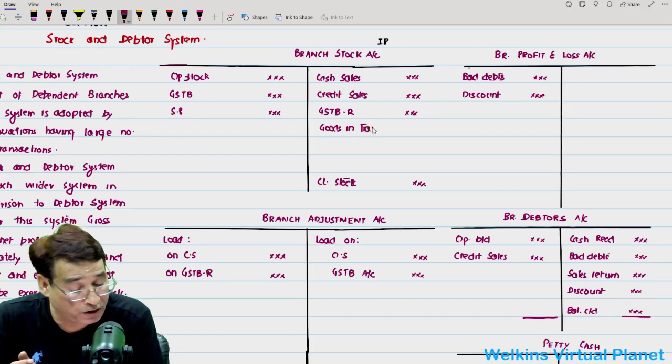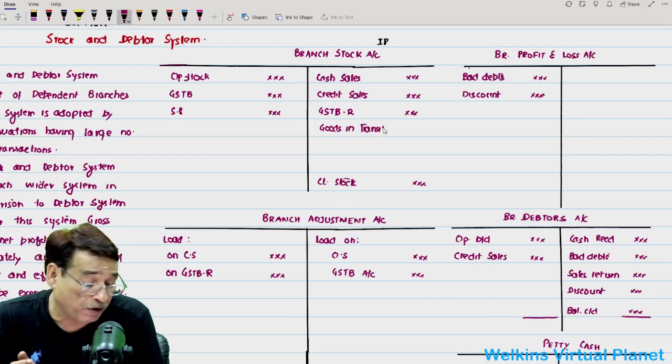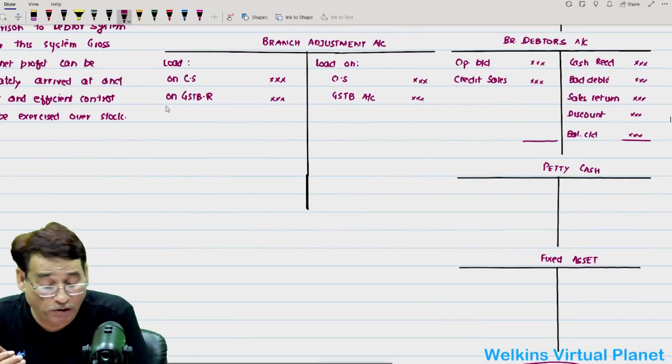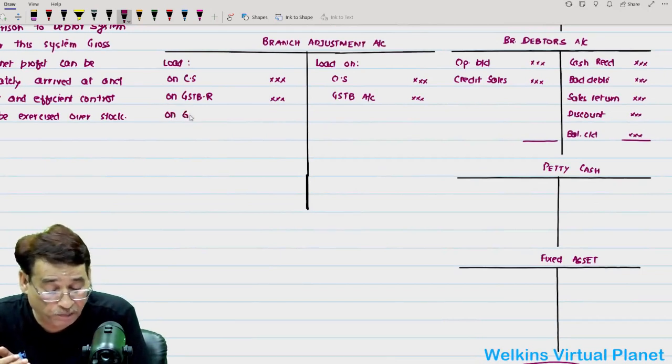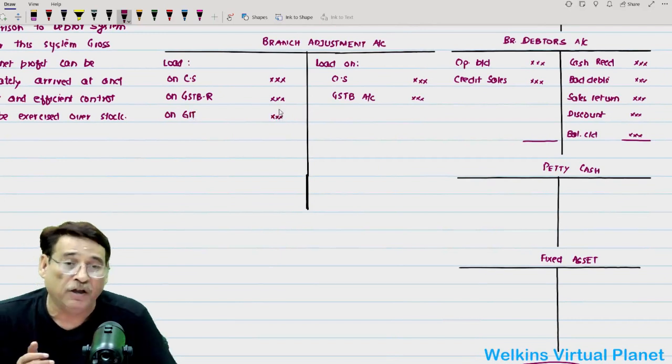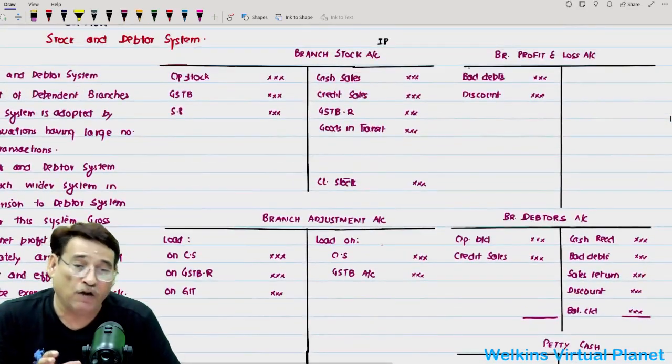You must also understand the logic. That is also very important. So goods in transit is written towards the opposite side. Obviously, the loading will also be taken care of. So loading on goods in transit. Whatever loading part is there, you are going to write it over here. Is it clear? Similarly, what happens?